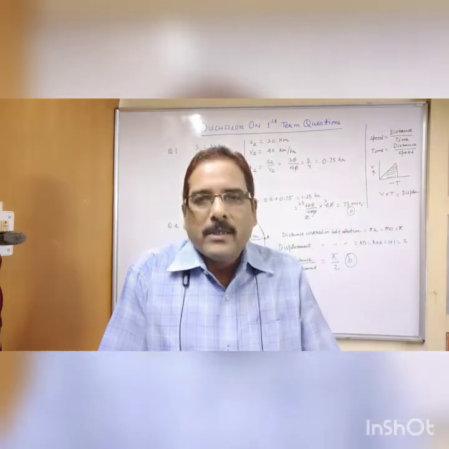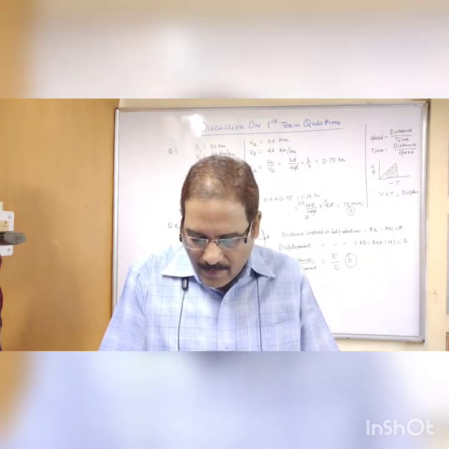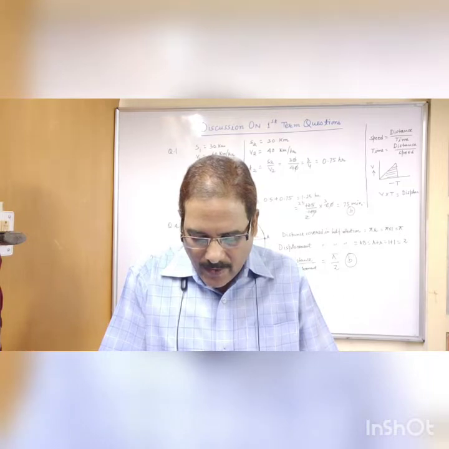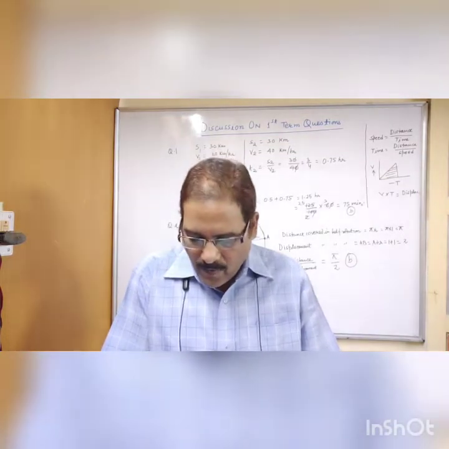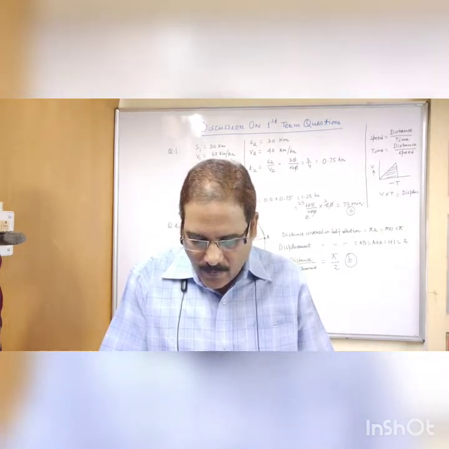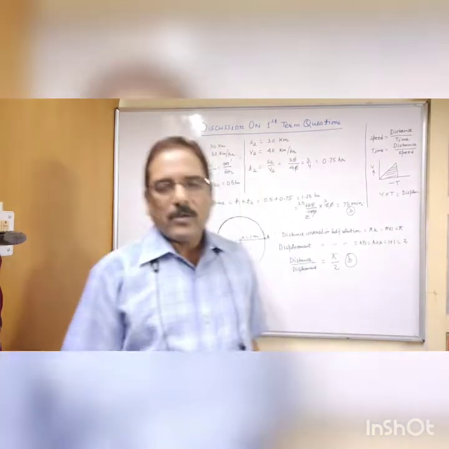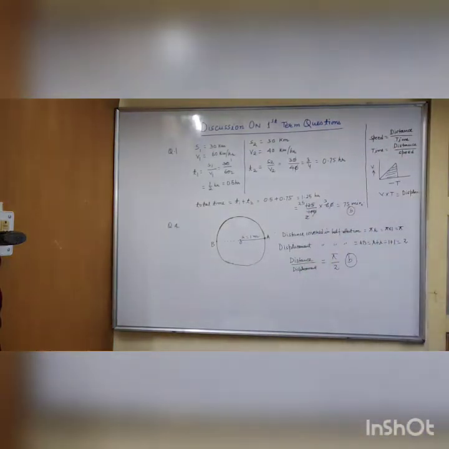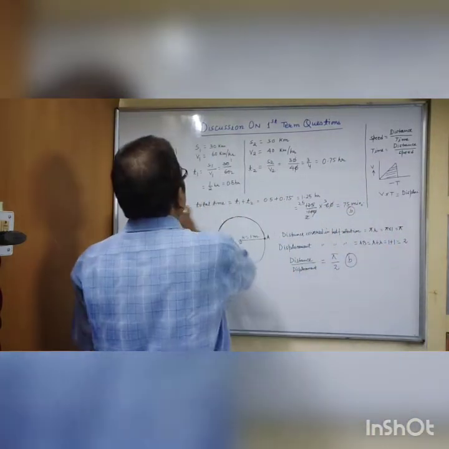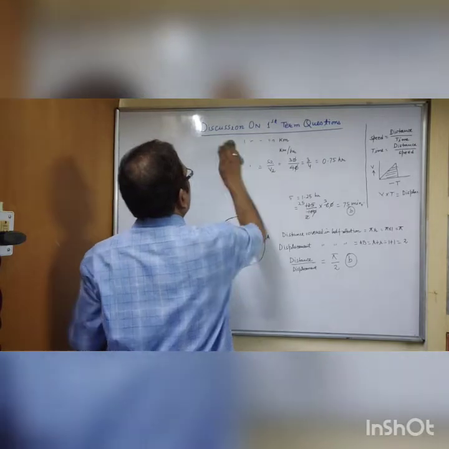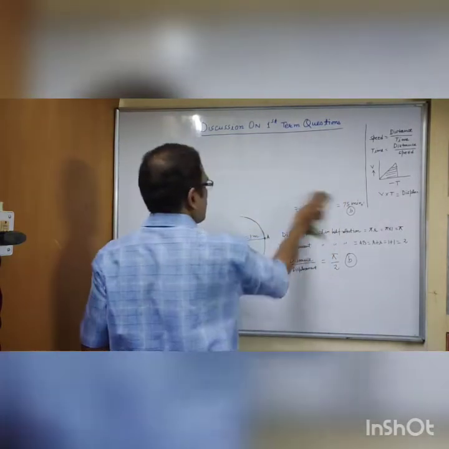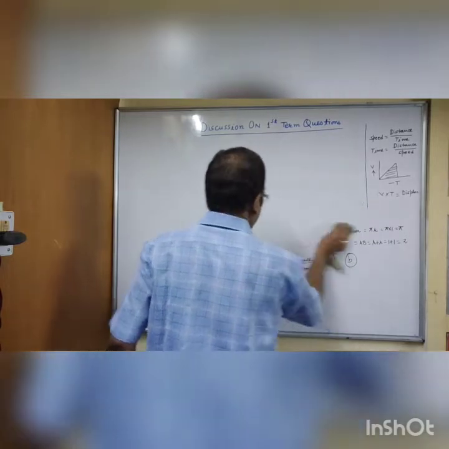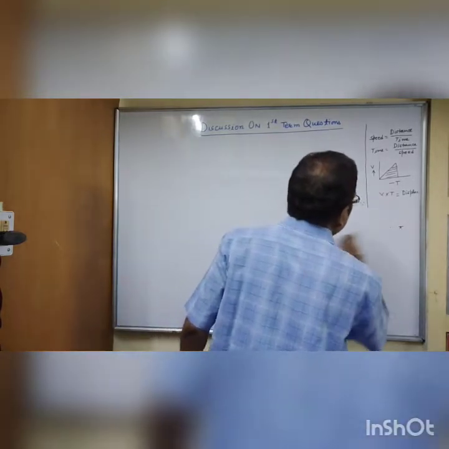Then the eighth question is again a numerical. An object of mass 100 kg is accelerated uniformly from a velocity of 5 meter per second to 8 meter per second in 6 seconds. Find the force acting on the object. So this is a direct question based on the formula. As you know, the force acting on the object can be calculated by using the formula F is equal to m(v minus u) by t.